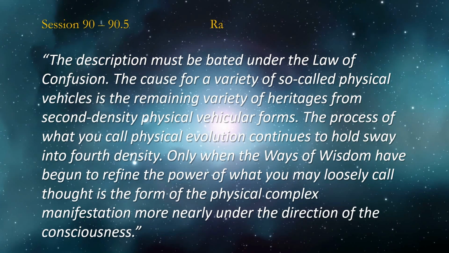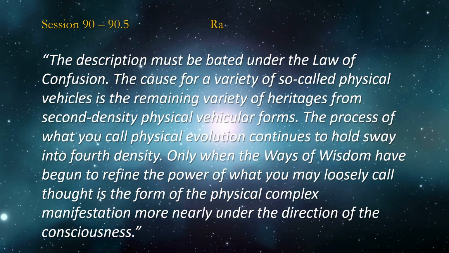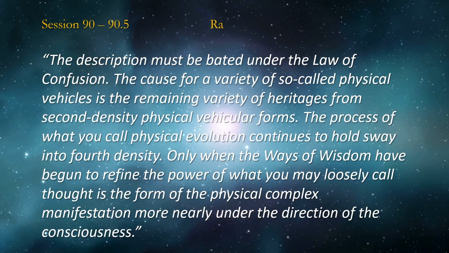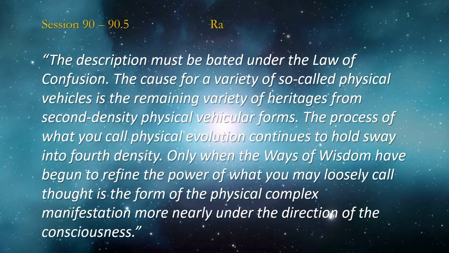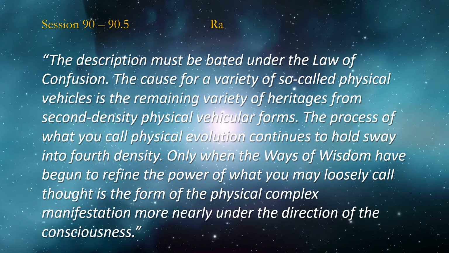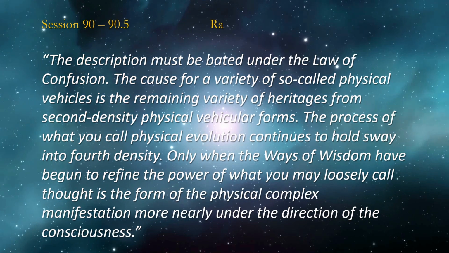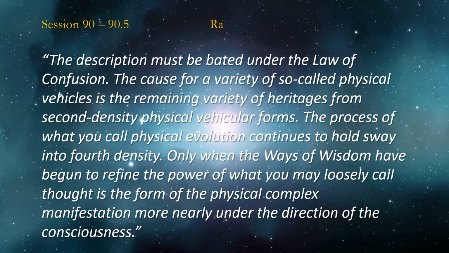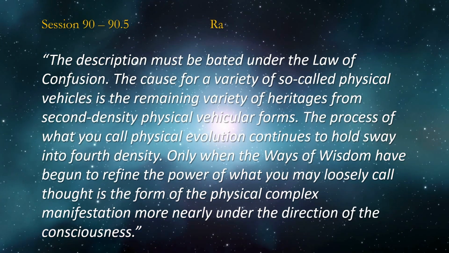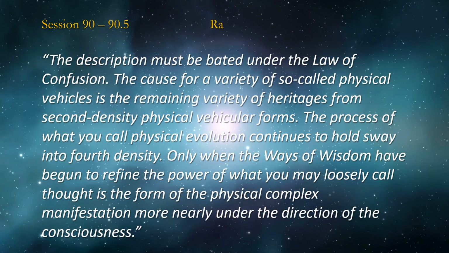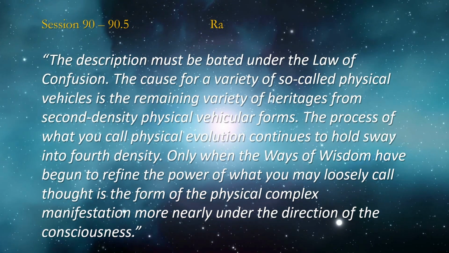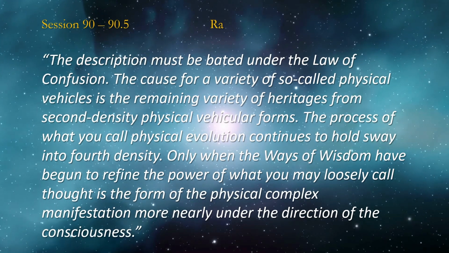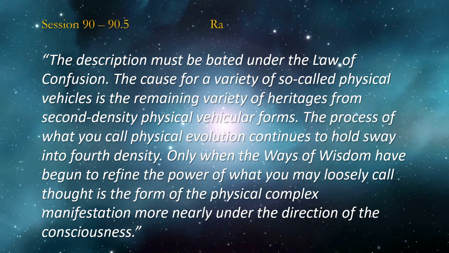Ra explains, the description must be based under the law of confusion. The cause for a variety of so-called physical vehicles is the remaining variety of heritages from second density physical vehicular forms. The process of what you call physical evolution continues to hold sway into fourth density. Only when the ways of wisdom have begun to refine the power of what you may loosely call thought is the form of the physical complex manifestation more nearly under the direction of the consciousness.